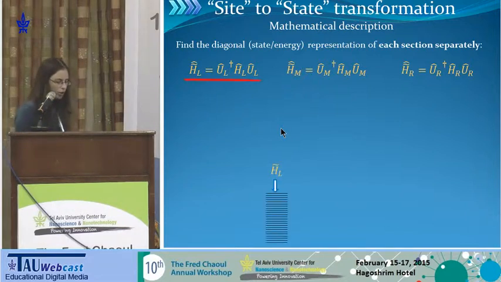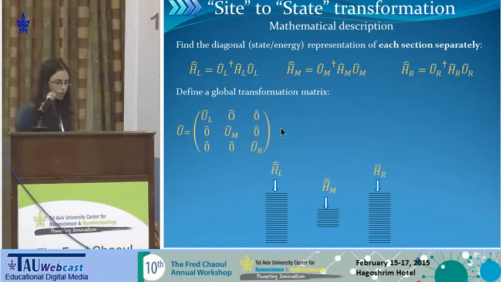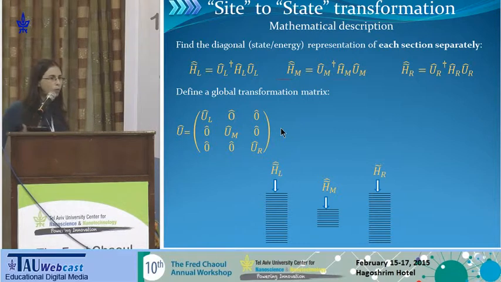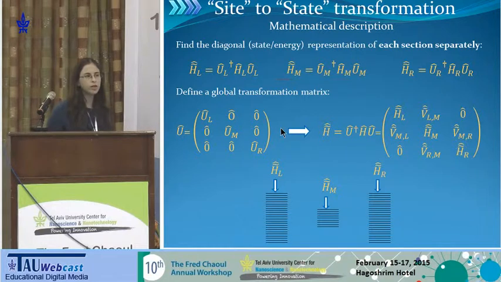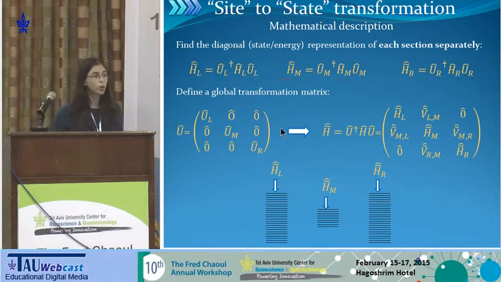By diagonalizing HL, we get the states for the left lead. By diagonalizing HM, we get the states for the molecule. And by diagonalizing HR, we get the states for the right lead. Now, using UL, UM, and UR, which we have already found, we can define a global transformation matrix U. And using this global transformation matrix U, we can transform from the Hamiltonian in the site representation to the full Hamiltonian in the state representation.